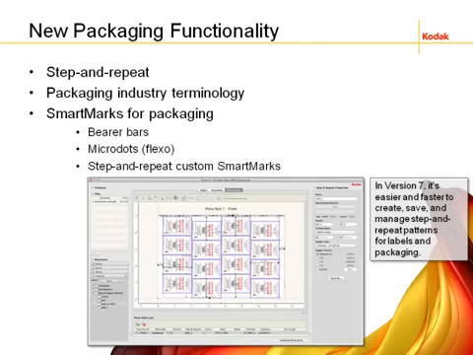There's new packaging functionality. So not only have we expanded what the imposition capabilities will be with step and repeat, we've also allowed for the UI to have changes where you can go in at a preference level and enable or disable between commercial print terminologies and packaging terminologies. We have some new smart mark capabilities specific for the packaging or tag and label, bearer bars, micro dots that can be used for flexo, and we brought back step and repeat custom marks. I'll show that in a demo.